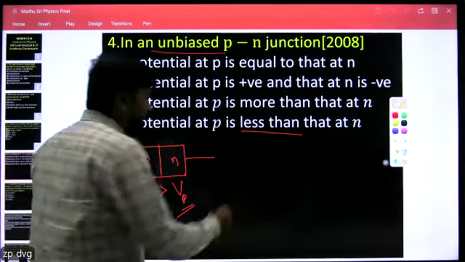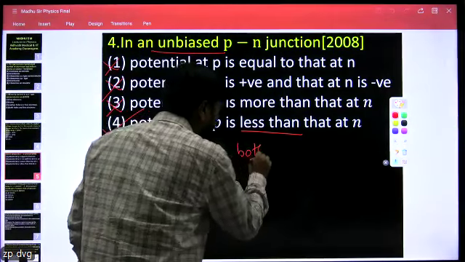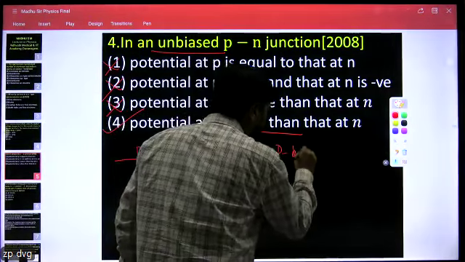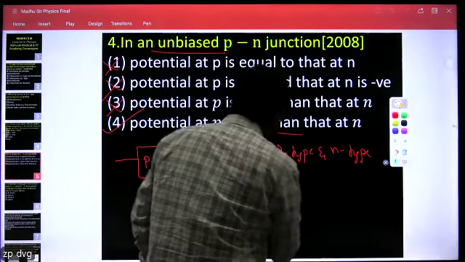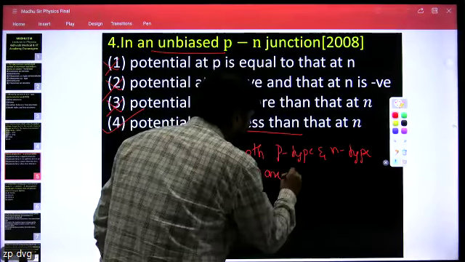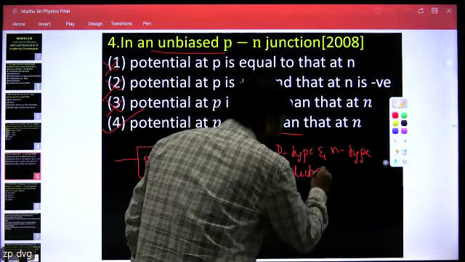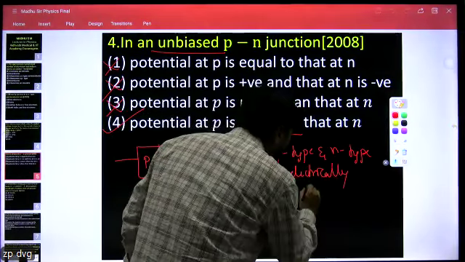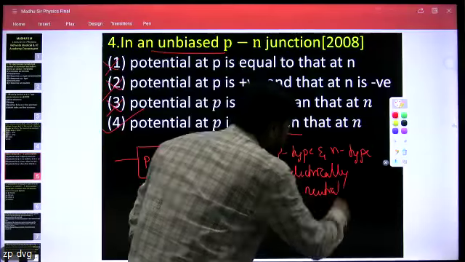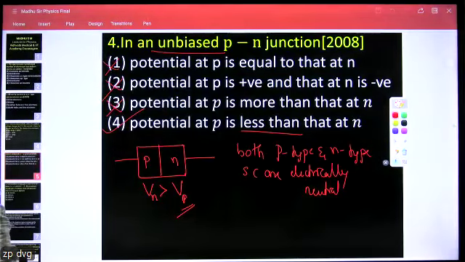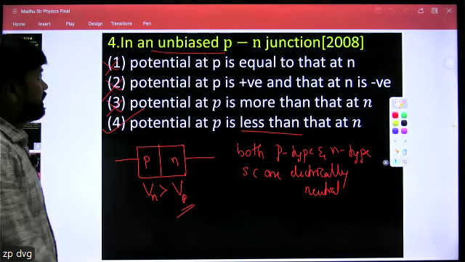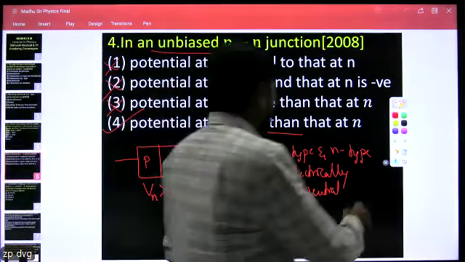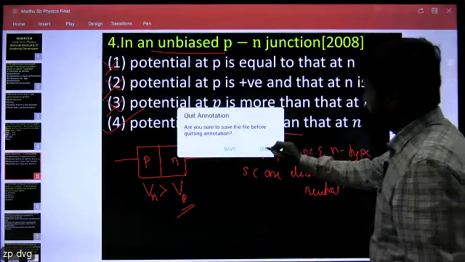One thing you should remember: both P-type and N-type semiconductors are electrically neutral. Both N-type and P-type semiconductors are what? Electrically neutral. You should remember, because atoms are electrically neutral. So option 4 is right. Now we can switch on to the next question.